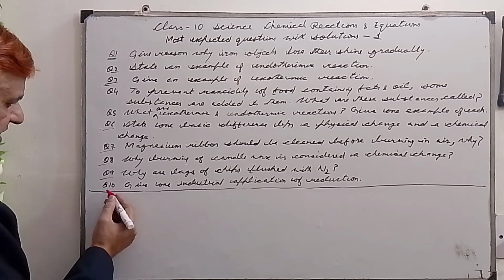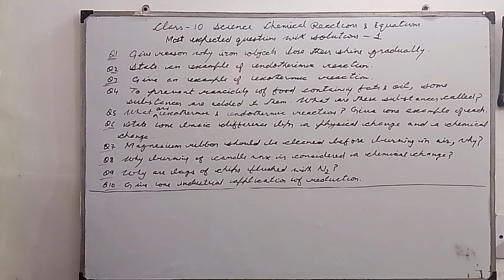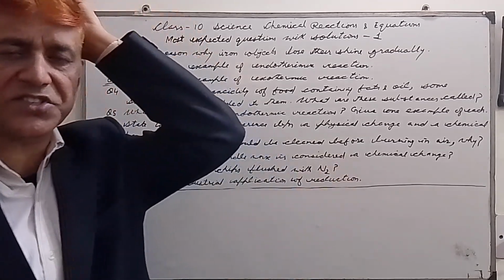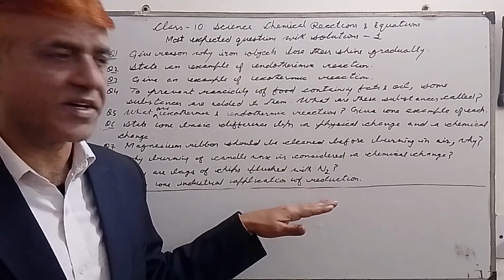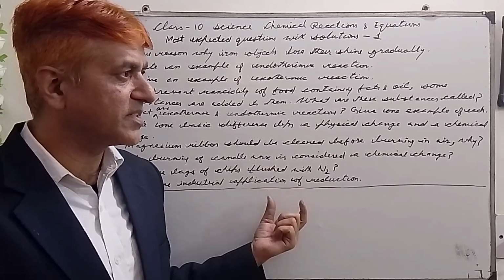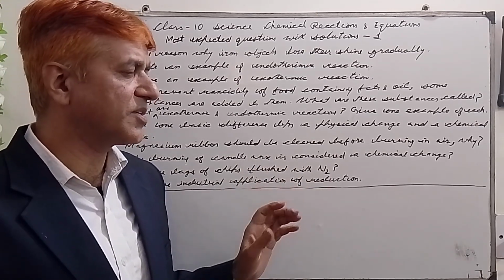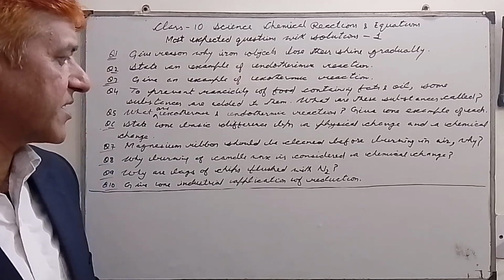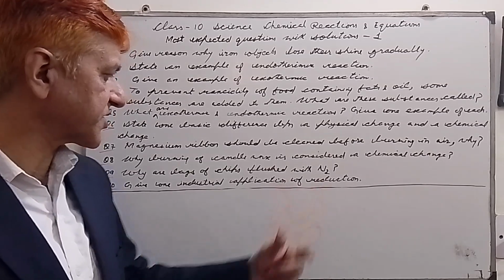Then we have question number 10. Give one industrial application of reduction. My dear students, what is reduction? Removal of oxygen is reduction. So in industries, to get metals from their oxides, that time we need reduction.